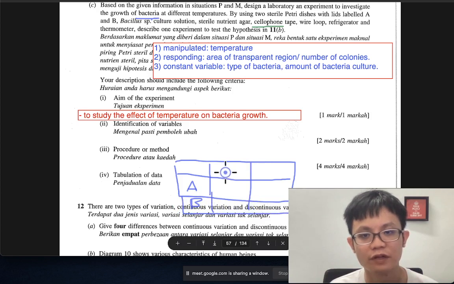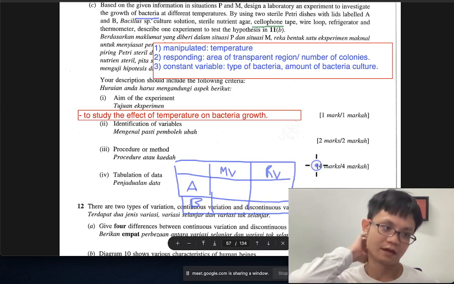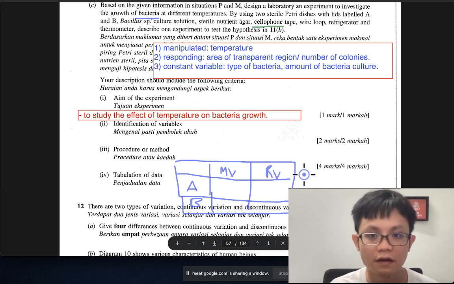Then here I put the manipulated variable. Here I put the responding variable. Okay? But then wait.